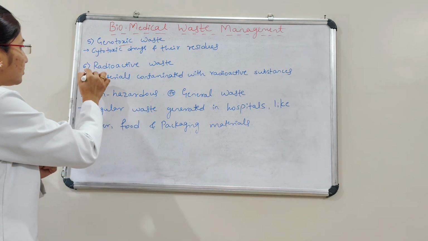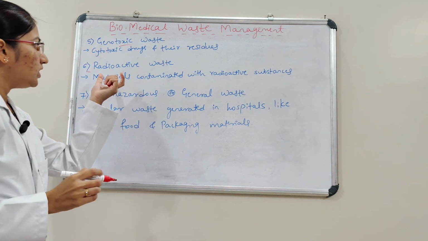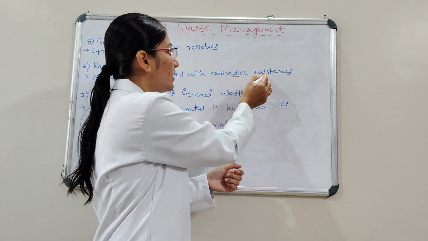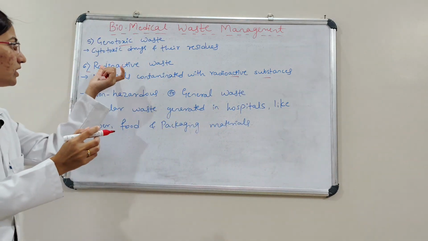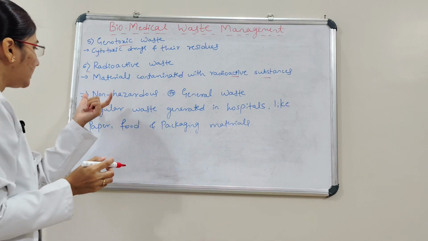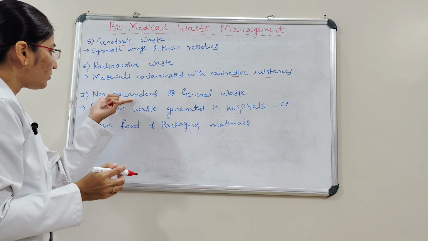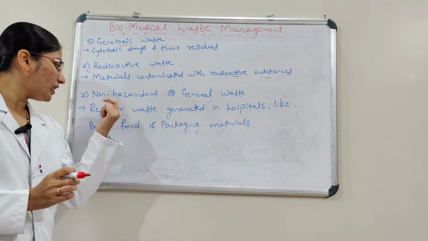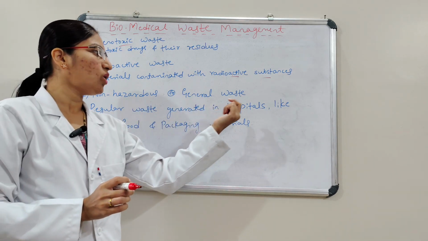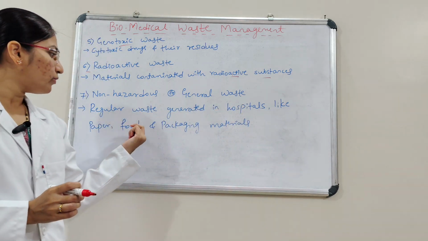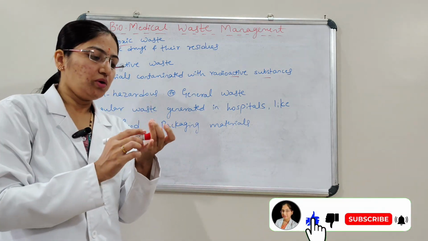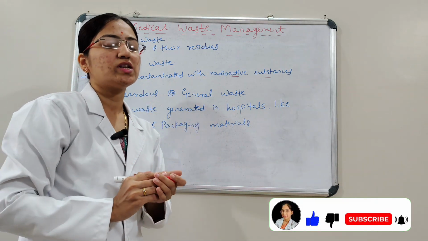And then comes the sixth one, that is radioactive waste. Here materials contaminated with radioactive substances. This comes under radioactive waste. And then comes the seventh one. This is the last type of hospital waste, that is non-hazardous or general waste. Here regular waste generated in hospitals, like paper, food and packaging materials, comes under general waste. That is non-hazardous waste. These are the types of hospital wastes.